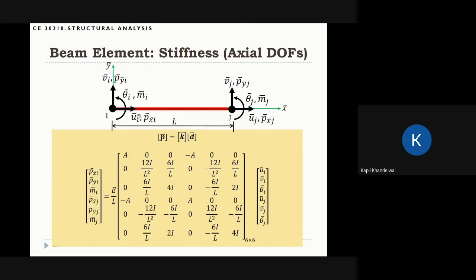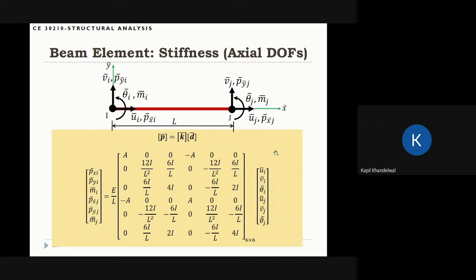And now the degrees of freedom are, at the i end, ui, vi, theta i, and at the j end, uj, vj, theta j. For the beam, we always assemble in this fashion: ui, vi, theta i, uj, vj, theta j. This is the order of assembly, and then this is the stiffness matrix. And the forces are pxi, pyi, mi, pxj, pyj, mj. Now you can see that the force vector is a 6x1 vector, and the displacement vector is also a 6x1 vector.